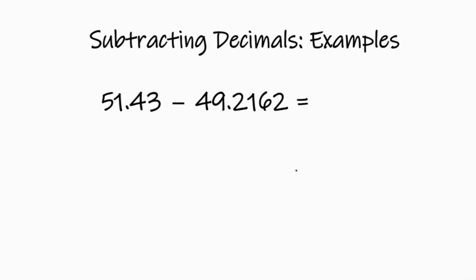For our final example, we have 51.43 minus 49.2162. So since these numbers are not lined up, we're going to do that right now. For big numbers like this, it is very critical to line them up correctly, or else you can get your numbers mixed up. So since the point is right here, we're going to put the other point right underneath it. And now we're going to fill in our numbers from left to right.